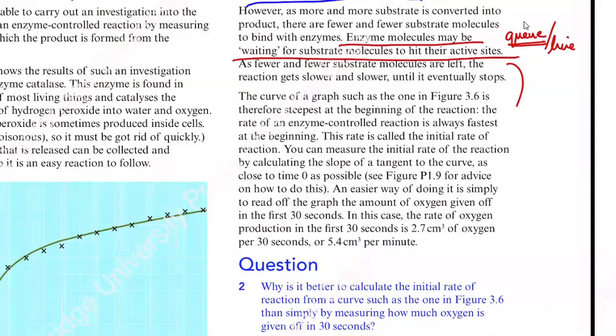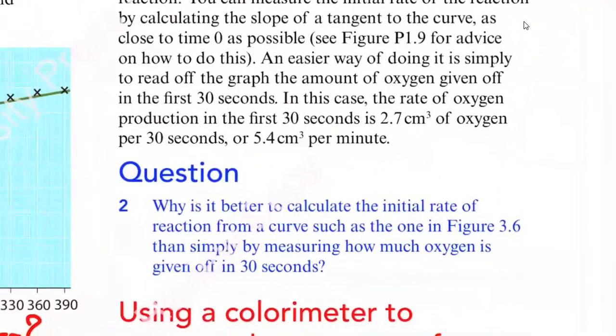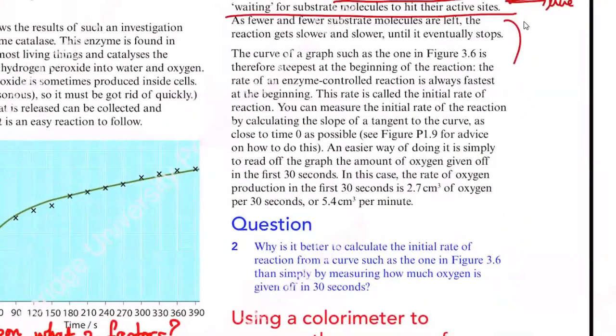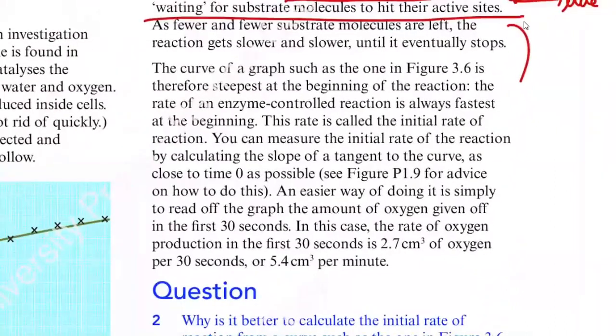Acha. Now the question in your textbook is why is it better to calculate the initial rate of a reaction from such a curve as the one in figure 3.6 than simply by measuring how much oxygen is given off in the first 30 seconds? Yes. Amna, would you like to answer this?